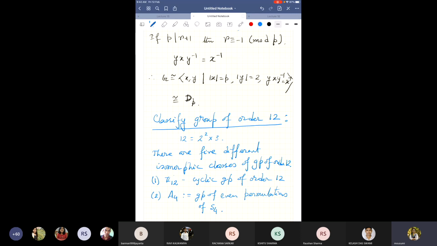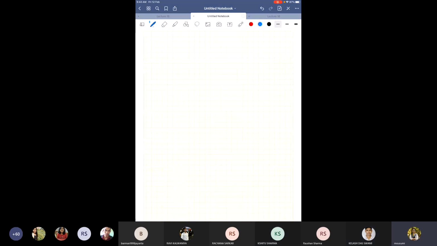And then do you know any other group of order 12? D6, exactly. D6 you have already studied. So D6 first is the structure. It will be generated by two elements X and Y such that order of X is equal to 6, order of Y is equal to 2, and Y X Y inverse is equal to X inverse. So this is another example.